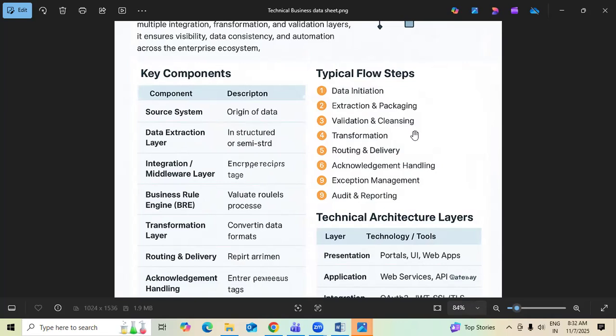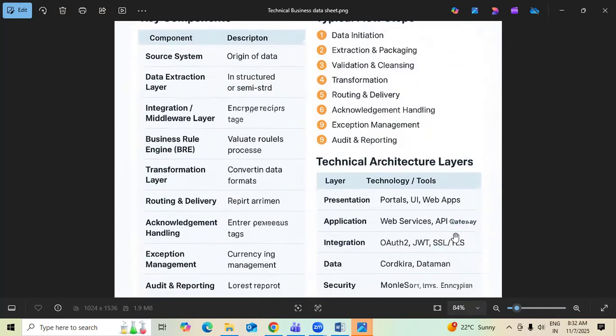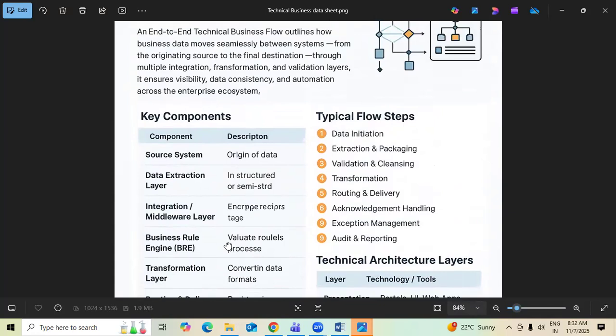Next, the business rule engine, wherein we have to evaluate the rules and processes to be performed at the same time. The transformation layer is also a key component which converts the data into formats, either XML or JSON, including the routing delivery of data that we transform from one system to another system. Next, acknowledgement handling is also a component, including exception management, currency management, and audit reporting. These are the different components that we use.